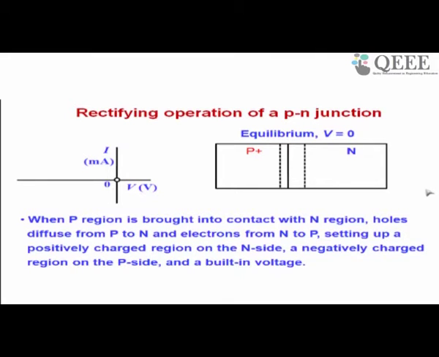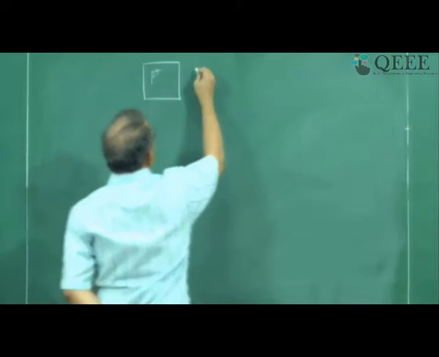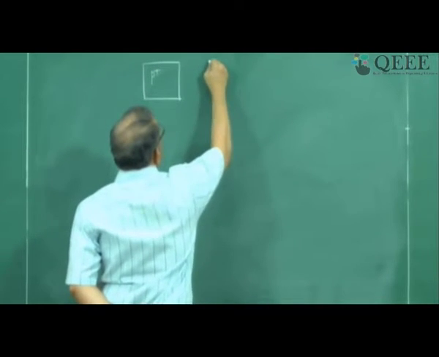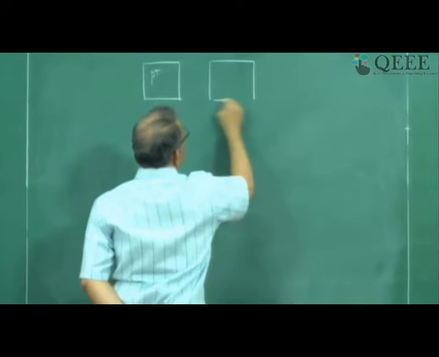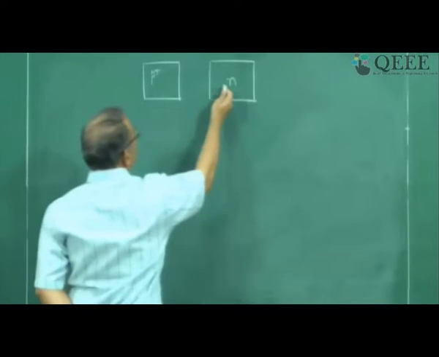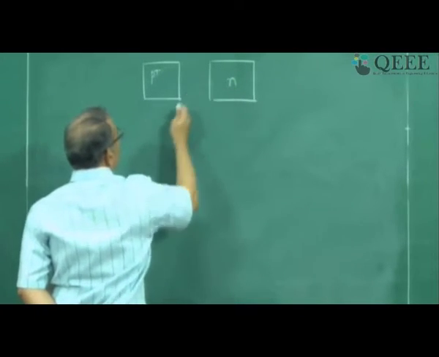So when the P region is brought into contact with the N region, holes diffuse from P to N and electrons from N to P, setting up a positively charged region on the N side, that is here, and a negatively charged region on the P side, that is on this side, and therefore a built-in voltage. Okay, let us see how. So this is P plus. Now this is N. I am bringing N in contact with P.